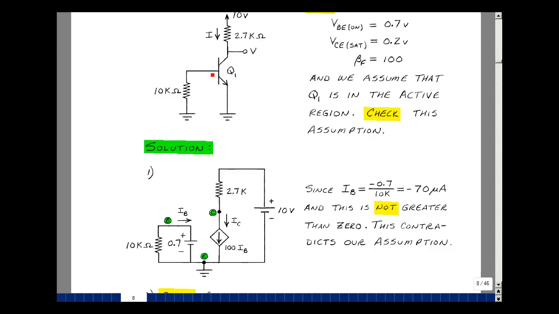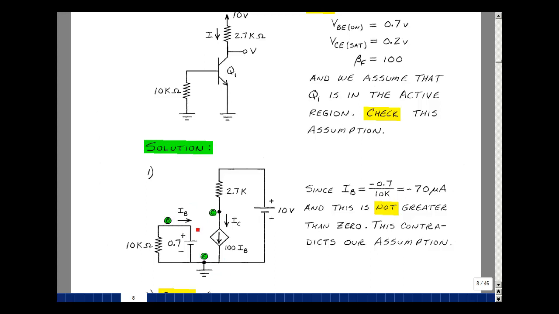If you go to page 17 of the chapter 3 notes, there's a voltage source here between the base and the emitter of VBE on, in this case 0.7 volts, and the current I sub B is entering the base. Here's the collector and the emitter. Between the collector and the emitter, there's a current-controlled current source of beta F times I sub B. I need to show that I sub B is greater than or equal to 0, and the voltage across here is greater than or equal to VCE SAT.